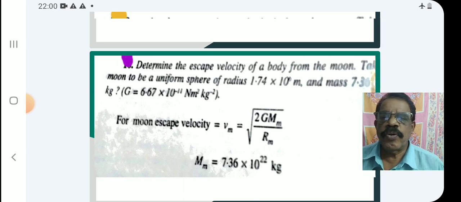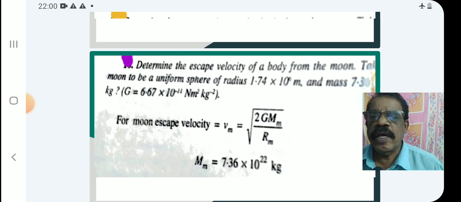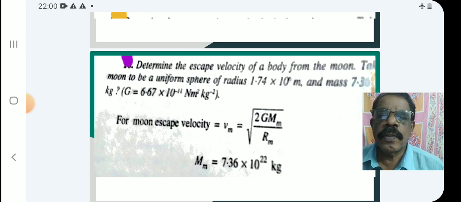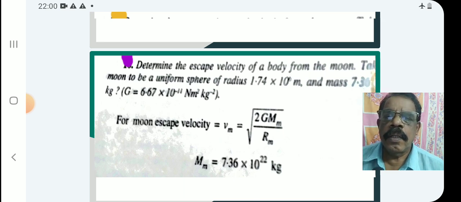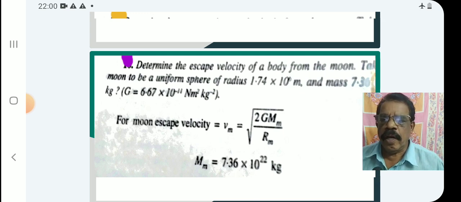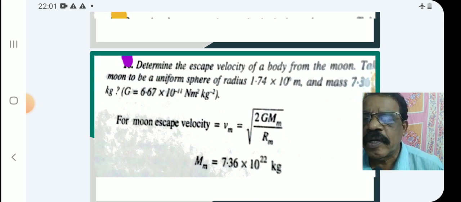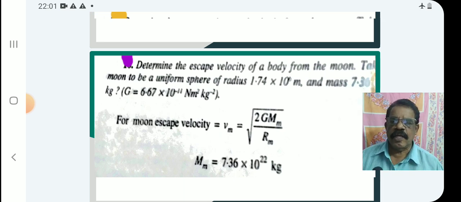Determine the escape velocity of a body from the moon. Take moon to be a uniform sphere of radius 1.74 into 10 raised to 6 meter and mass 7.36 into 10 raised to 22 kilogram. Mass of moon is 7.36 into 10 raised to 22 kilogram. And capital G is 6.67 into 10 raised to minus 11 Newton meter square kg raised to minus 2. Here we have to find the escape velocity of the moon.